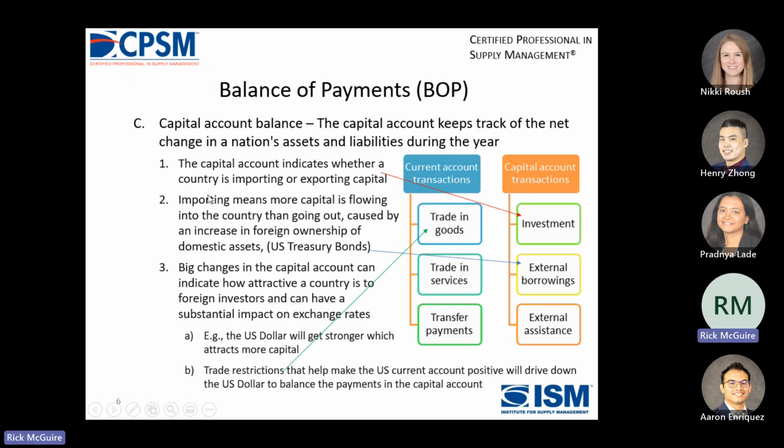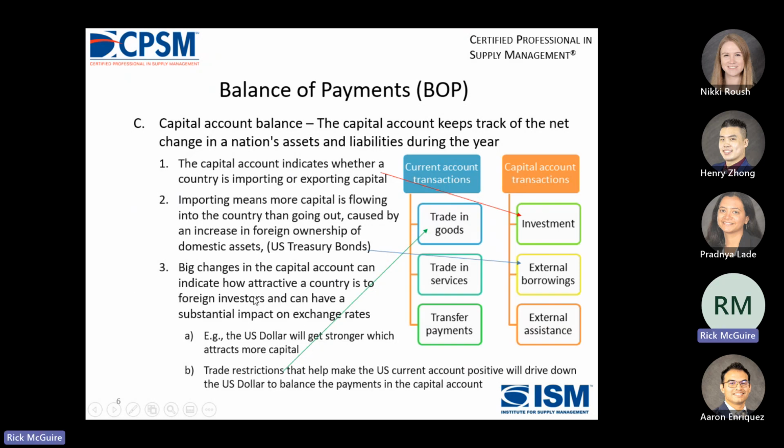So it'll indicate whether a country is importing or exporting capital in this investment. Importing means more capital is flowing into the country than going out, caused by an increase in foreign ownership of domestic assets, people buying U.S. Treasury bonds, basically. And that's external borrowings from the U.S.